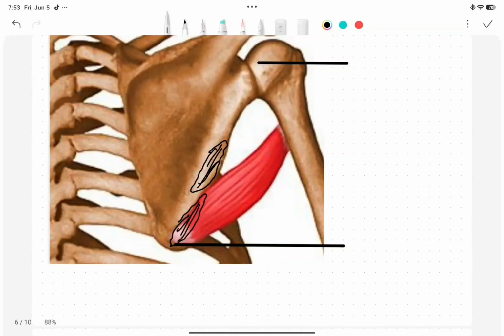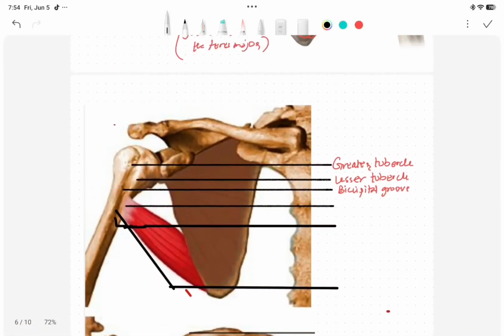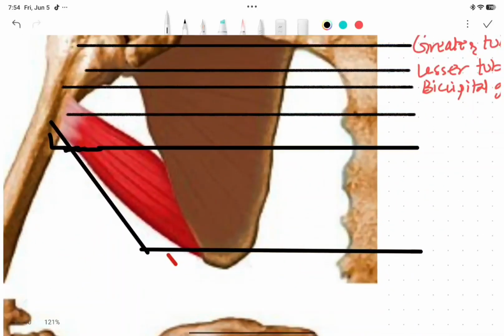The teres major origin is just below the teres minor, and it goes towards the anterior side of the humerus, not the posterior side, to get inserted into the medial lip. This is the medial lip. The intertubercular sulcus has two lips. This is the lateral lip, and this is the medial lip.